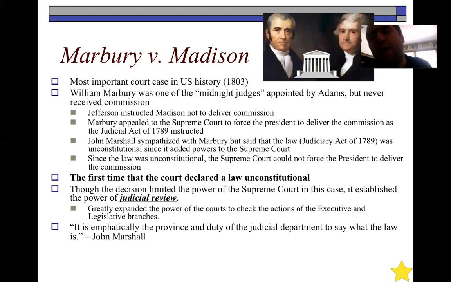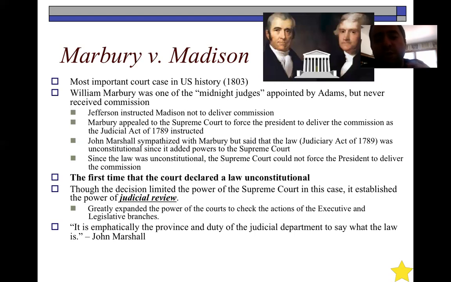If you recall, Adams did this towards the end of his term. When he was about to leave, the Supreme Court is now saying that they cannot force Jefferson to do so. This means it is the first time that the court has declared a law unconstitutional. The first time, not the only time, not the last time. But this gives the Supreme Court the power of judicial review.